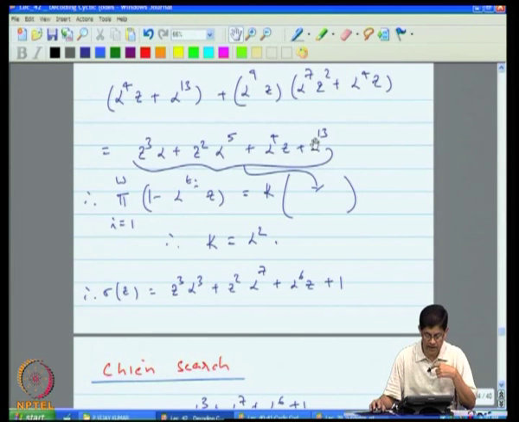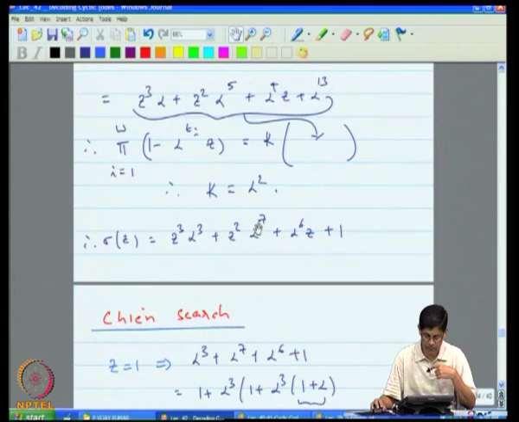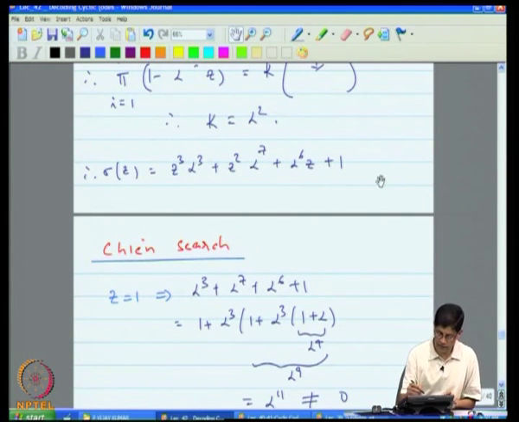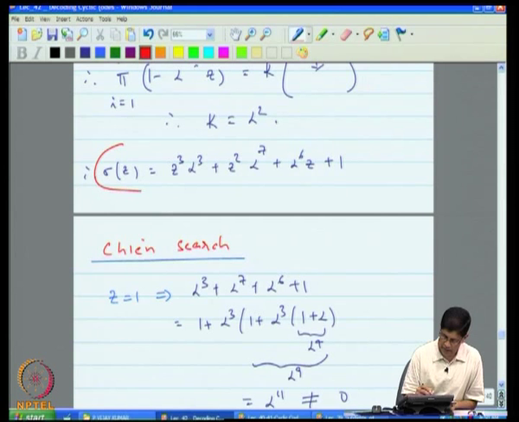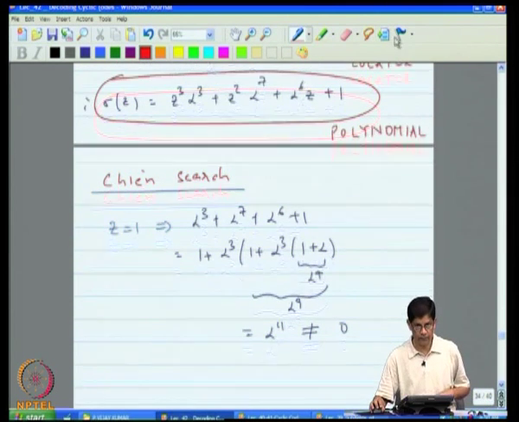You multiply this entire candidate for sigma z by alpha squared, and you get z cubed alpha cubed plus z squared alpha to the 7 plus alpha 6 z plus 1. This is now your true error locator polynomial. Okay. And now all you have to do is factor it.